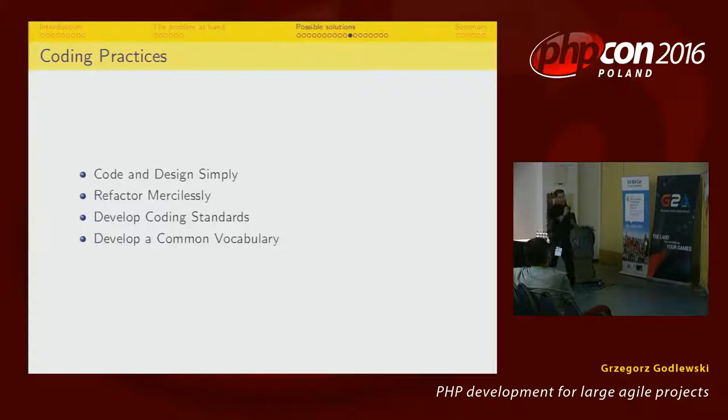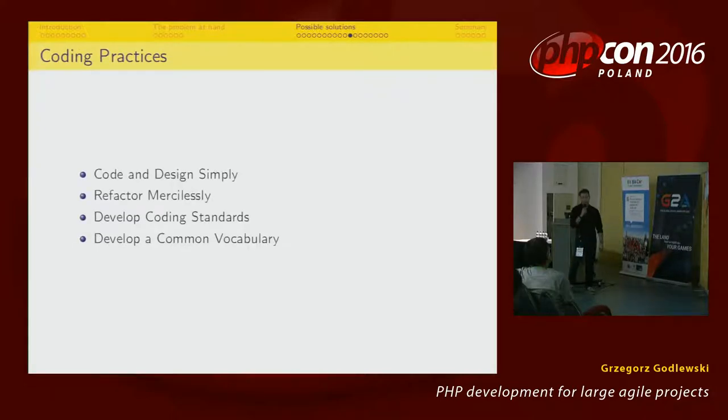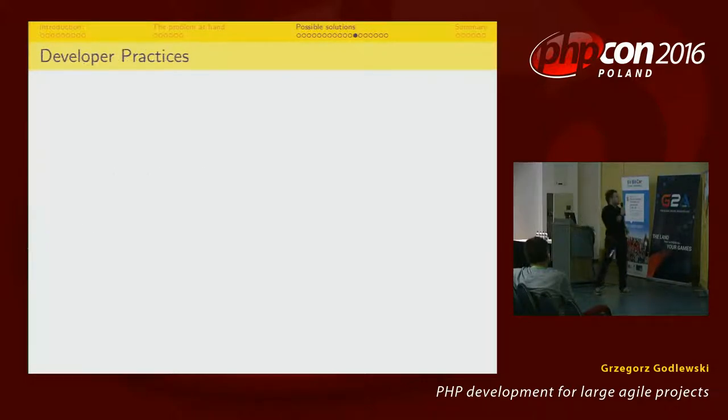Develop a common vocabulary. It's a thing that DDD, which everybody loves today, uses. They call it a ubiquitous language. It's a proper set of terms that are equally understood between different teams, both business and developers, so that everybody is using the same names for the same objects, concepts, etc., to avoid confusion.